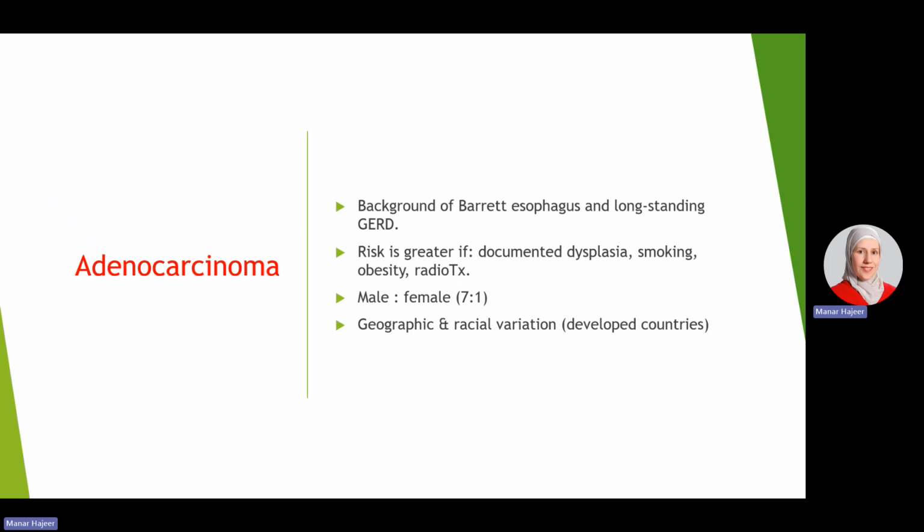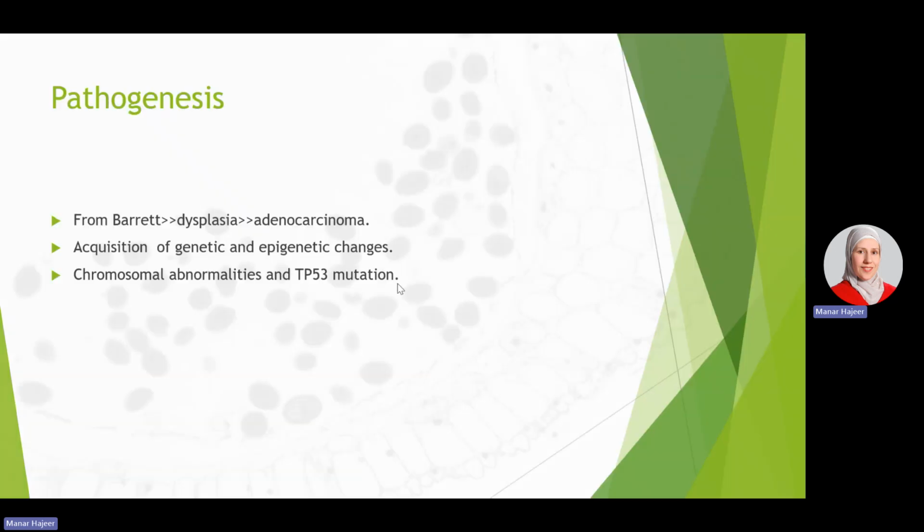It's more common in developed countries. Maybe in developed countries the incidence of obesity is high and the association with gastroesophageal reflux disease is high, which will lead to Barrett esophagus and development of adenocarcinoma. The pathogenesis, as I said, is just as easy as from Barrett to dysplasia to adenocarcinoma by acquisition of genetic and epigenetic changes, with chromosomal abnormalities and P53 gene mutations.